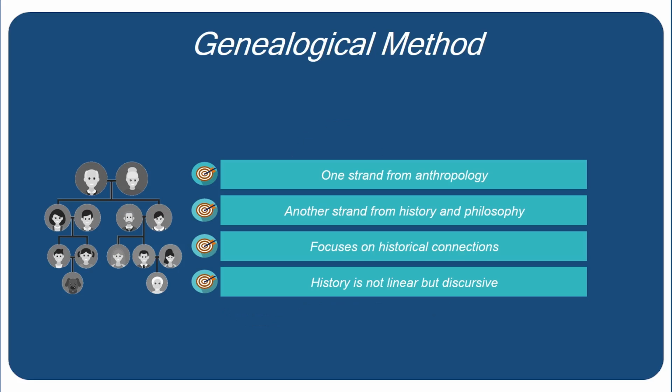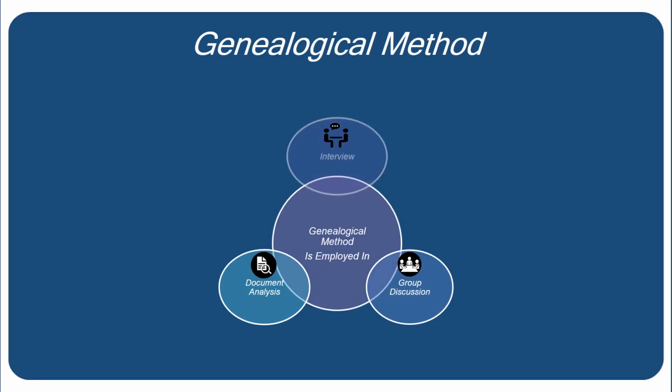leadership, things like that. But recently, another strand of genealogical method has emerged, from history and philosophy. Michel Foucault, for example, uses Nietzsche's idea of genealogy in studying history. So it focuses on historical connections. According to Foucault or Nietzsche, history is not linear, but many times it is discursive. So the investigators will have to look not at a linear kind of history, one paradigm changing another paradigm, rather one has to examine the discursive relationship of one aspect with other aspects. It employs interview, group discussion and analysis of documents.